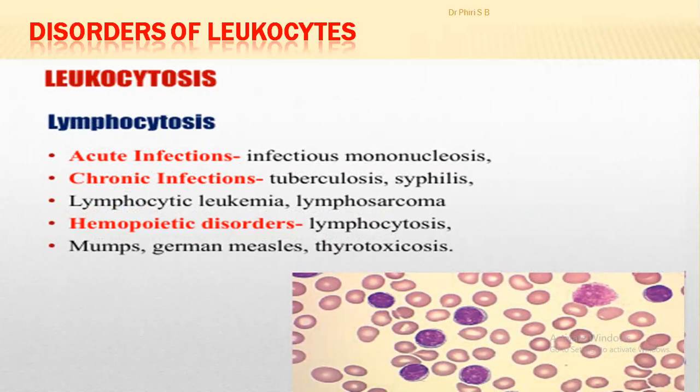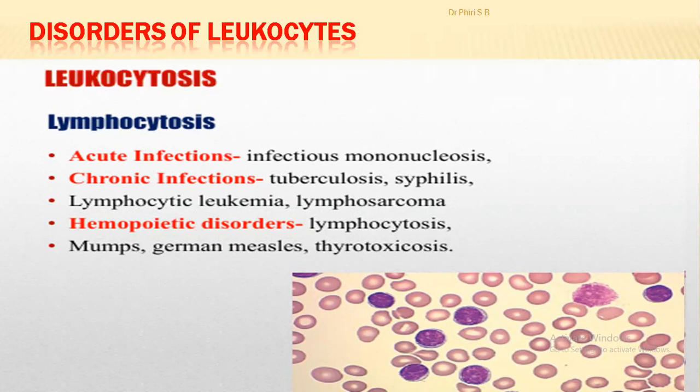Lymphocytosis is an increase in lymphocytes. You have different types of lymphocytes, B lymphocytes and T lymphocytes. Then you can also have natural killer cells, which are special types of lymphocytes. What are some of the conditions that can cause an increase in lymphocytes? You have acute infections like infectious mononucleosis, which can result in an increase in lymphocytes.